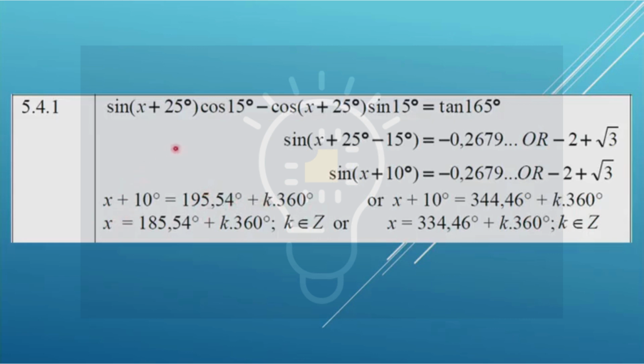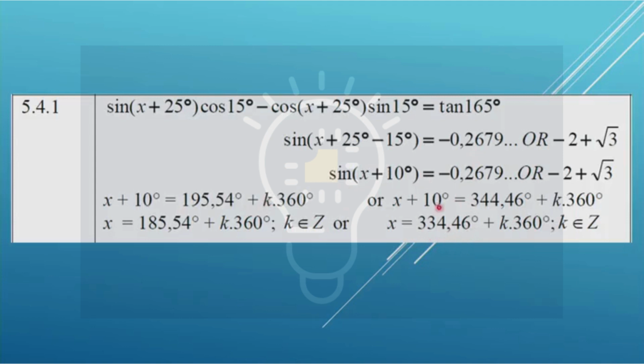And when we take the 10 over, it becomes negative. We subtract it from that figure. One part of our solution will be x is equal to 185,54 degrees plus k dot 360 degrees, where k is an element of z, or element of integers. Don't forget that. The second one, we know that because it's negative there, it's going to be in the third quadrant. So we take that across, and there we have our solution here of x is equal to 334,460 degrees.